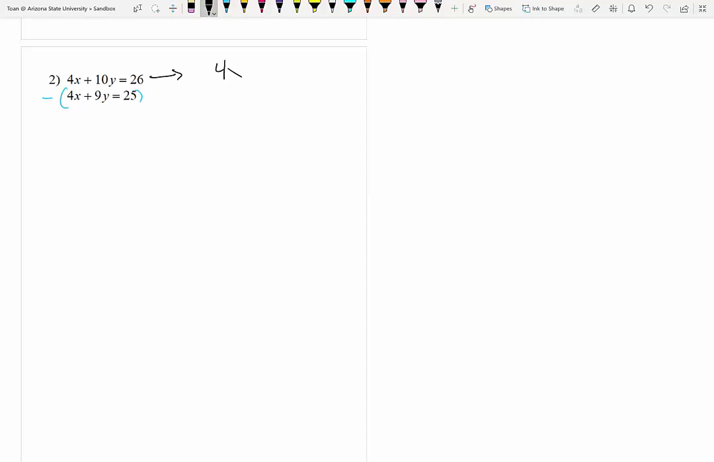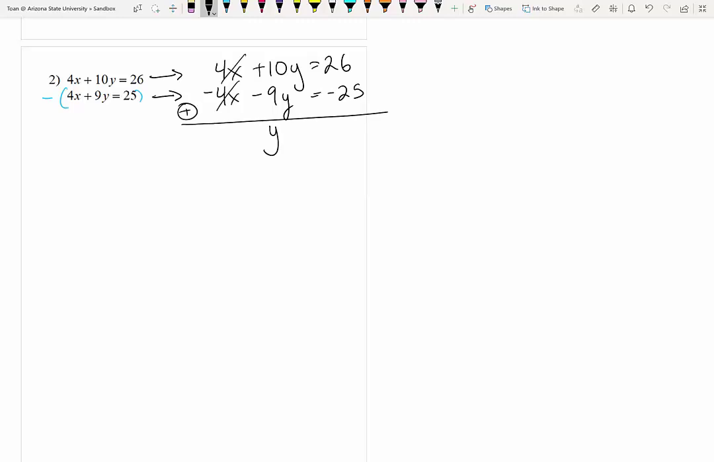So the top equation stays the same. And then multiplying the second equation by negative 1 gives us negative 4x minus 9y equals negative 25. Now we can go ahead and add these two equations together to eliminate the x's, leaving us with y equals 1. And then substitute it back into any of the original equations.